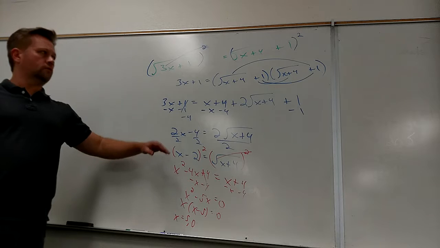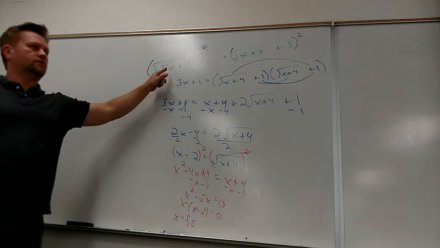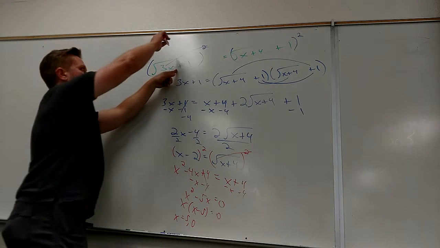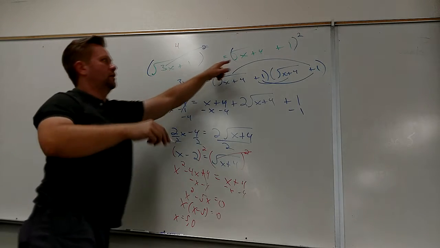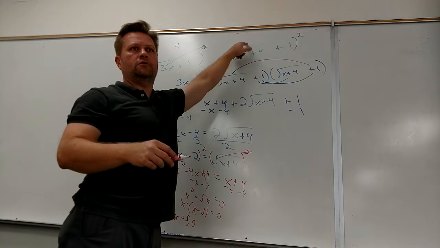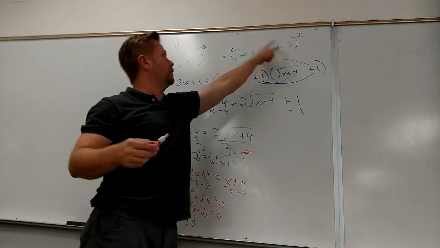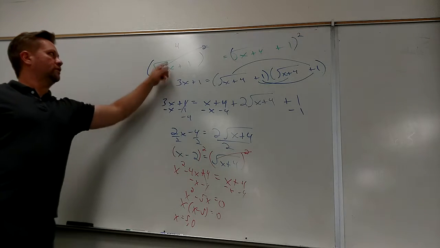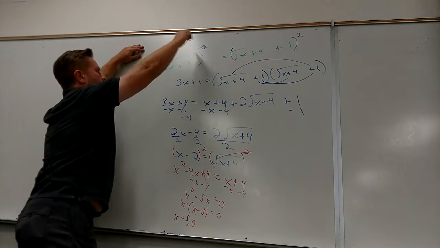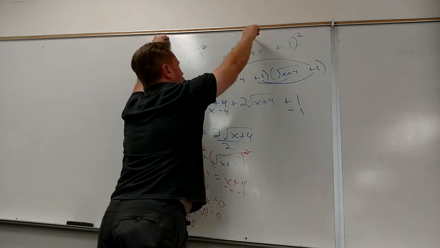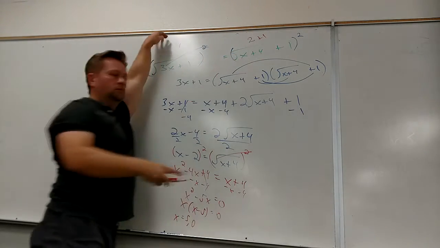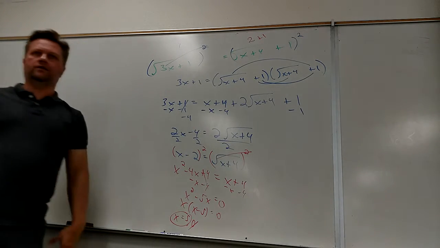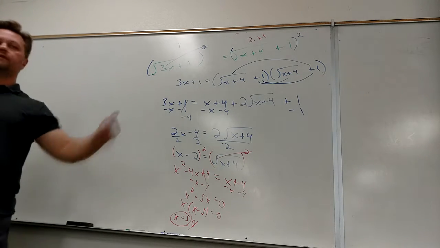They both work? 5 works because that's how I made this. 3 times 5 is 15 plus 1 is 16. What's the square root of 16? 4. 5 plus 4 is 9. Square root of 9 is 3. 3 plus 1 is 4. So that works. What about 0? I'll plug a 0 in. I get square root of 1 is 1. Over here I get square root of 4 is 2, plus 1, so 1 is equal to 2 plus 1. No. So then throw that out. So only one answer, x equals 5, because 0 makes it not true.